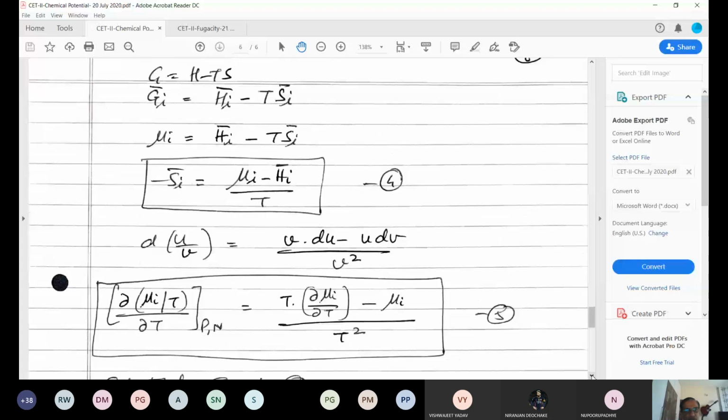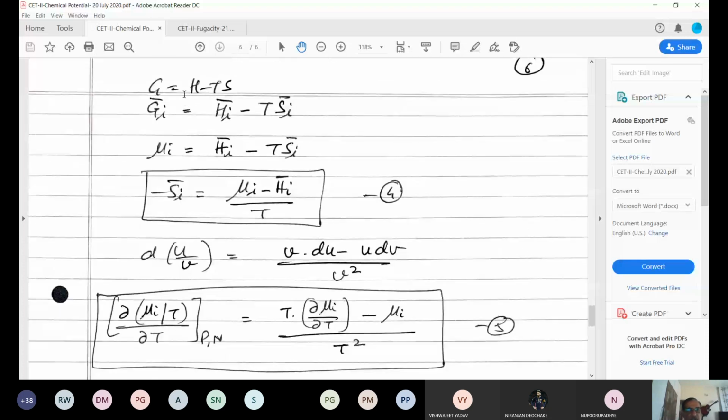Okay. So we use this equation. G is equal to H minus TS. So we can write the same thing in terms of partial molar properties. So Gi bar is equal to Hi bar minus T Si bar, or this is nothing but μi equal to Hi bar minus T Si bar. So we can take Hi bar here and divide by T. We get minus Si bar is equal to μi minus Hi bar divided by T. And we know that this is nothing but minus Si bar. That's why we are doing this.